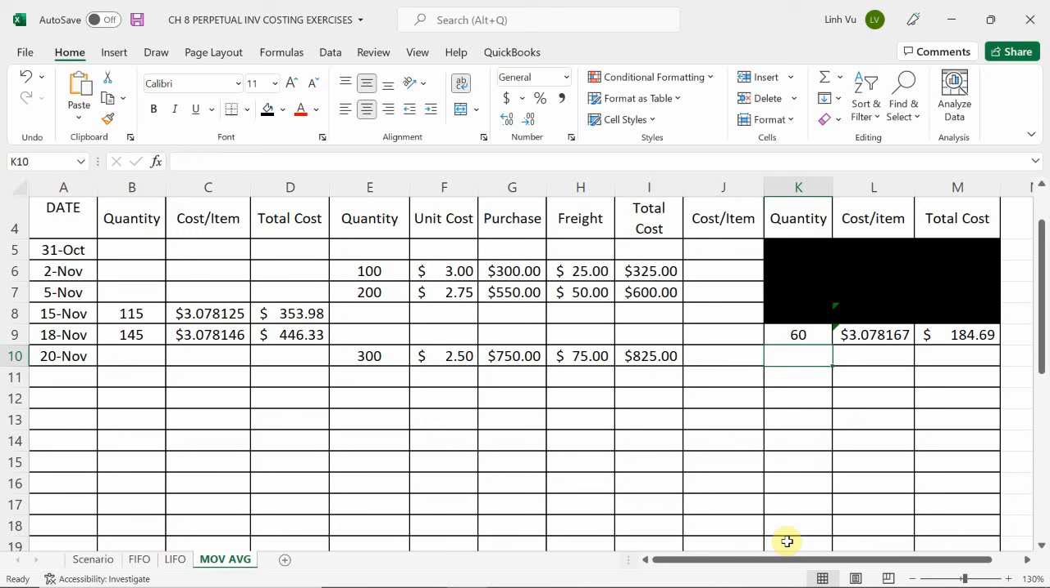Okay. So you were saying you need to do what? The inventory? We have to apply the purchase of 300. Mm-hmm. So it would be a total of 360. Good. $1,009.69. Good. Now, what's my average cost per item? 2.80469. Good. Okay.